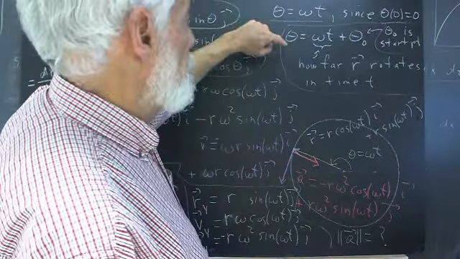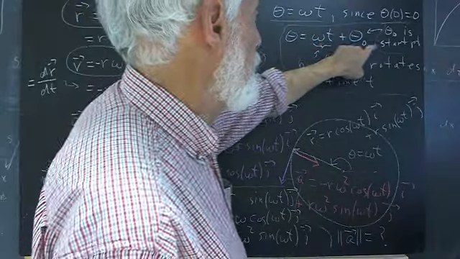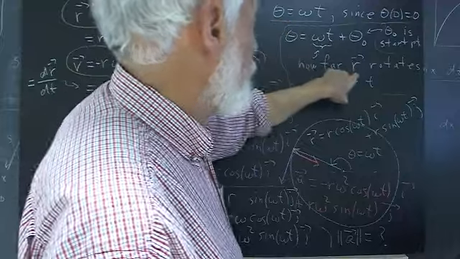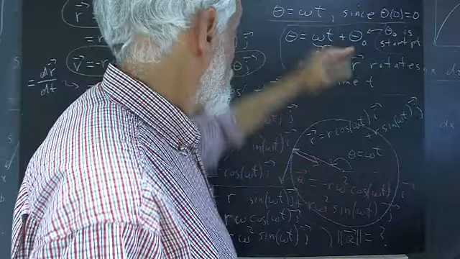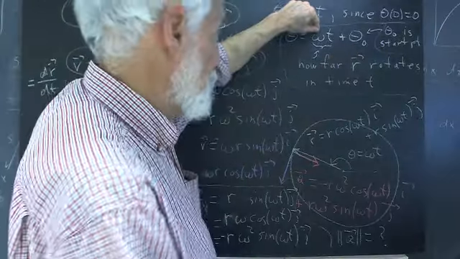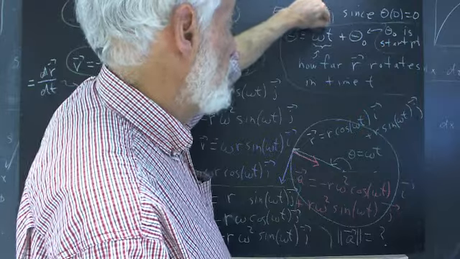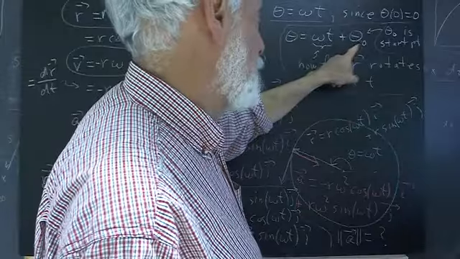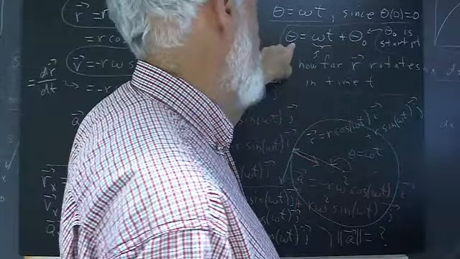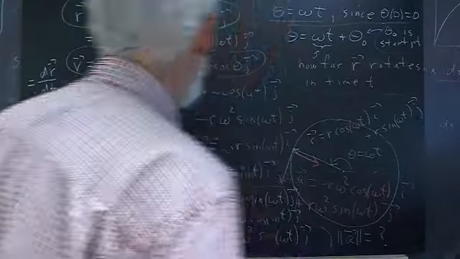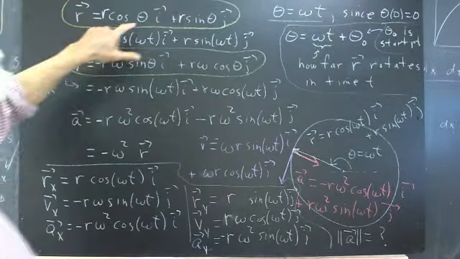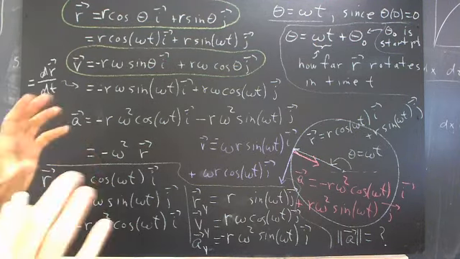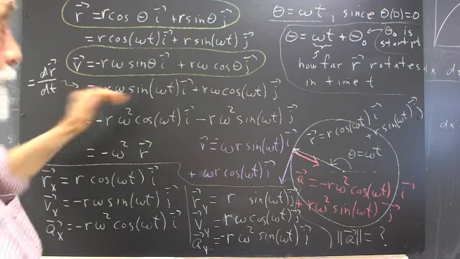In general, theta equals omega t plus theta naught, where theta naught is your starting point. Omega t is how far the r vector rotates in time t. Omega is the number of radians per second, t is the number of seconds, so omega t is the number of radians of rotation of the vector r. We add that to whatever angle it had when it started, and we get its angle at time t. So in general, we would replace this theta with omega t plus theta naught. In the model we're working with right now, theta naught is 0, and that's what we're going to continue with.